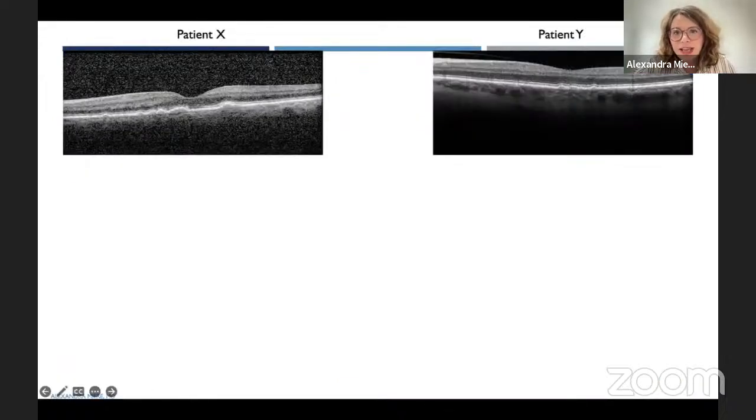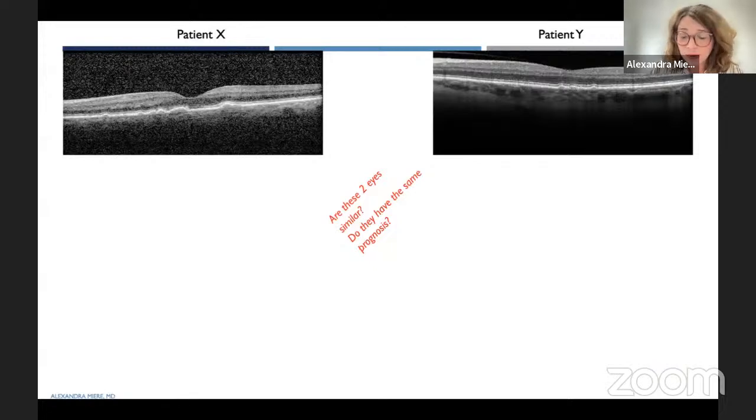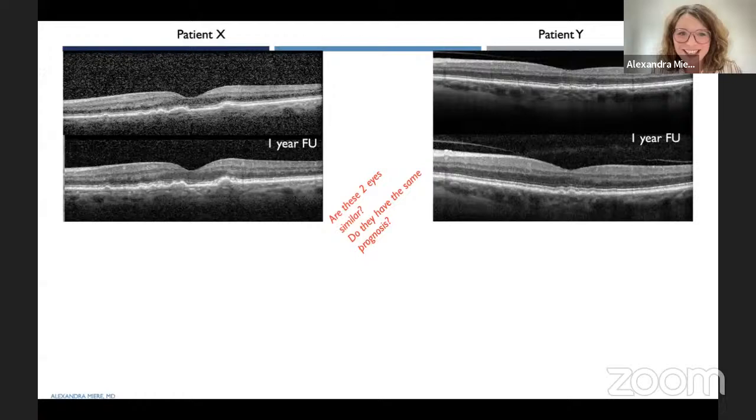When we see patient X and patient Y on the OCT, they both seem quite similar, I think. They both have drusen. Patient X seems to have some drusenoid PEDs and some soft drusen, while patient Y seems to have hard drusen and some small soft drusen. But if we look at these two eyes, they are not at all the same, and they do not have the same prognosis, actually.